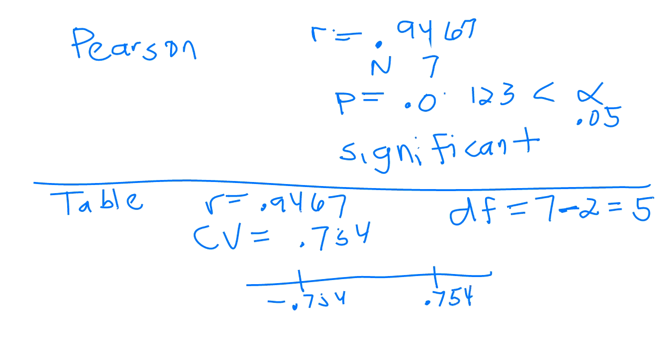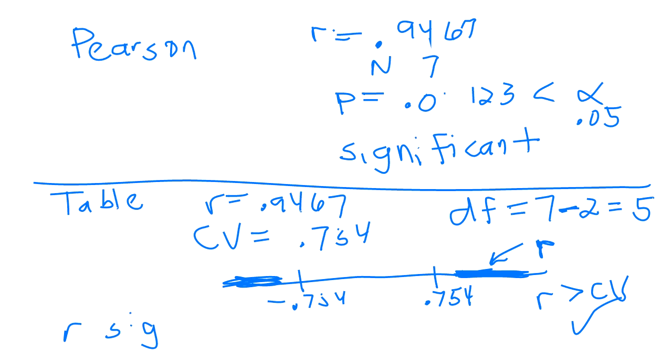And we find out that R is over here. R is bigger than that positive critical value, and that's what we want. If it's outside those two critical values on either side, then R is significant. So either way you want to do this is fine.